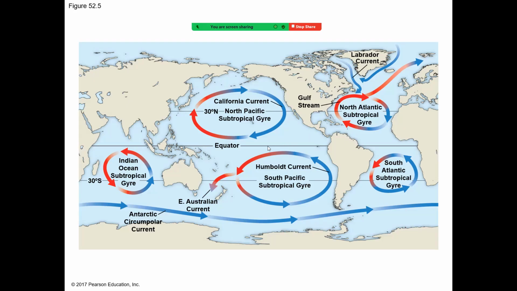You have the Humboldt current down in the South Pacific. You have your South Atlantic subtropical gyre, Indian Ocean. There's a circumpolar current, which means it's going around. And then you have a Labrador current up here as well. We talk a lot about the Gulf Stream in our neck of the woods because this is what seems to play a big role in our weather.